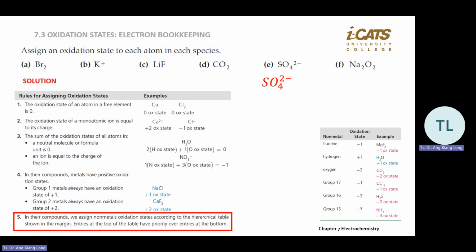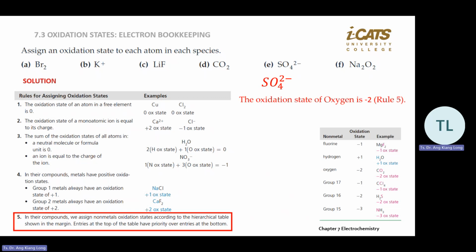So again, you need to always remember the small table. If you see fluorine, straight away give -1. In this case, no fluorine. Is there hydrogen? No hydrogen. But if you see hydrogen, you give +1. If you see oxygen, you don't need to think, straight away give -2. Then group 17 is -1. Group 16, which means group 6, is -2. Group 15 is -3. For this one, you read the periodic table.